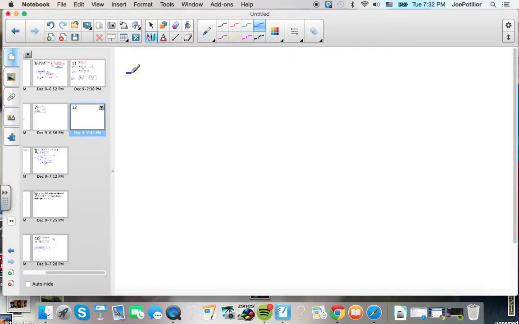So the integral goes from 1/4 to 1/2 of ln of x over x dx. From here, we're going to do a u substitution.